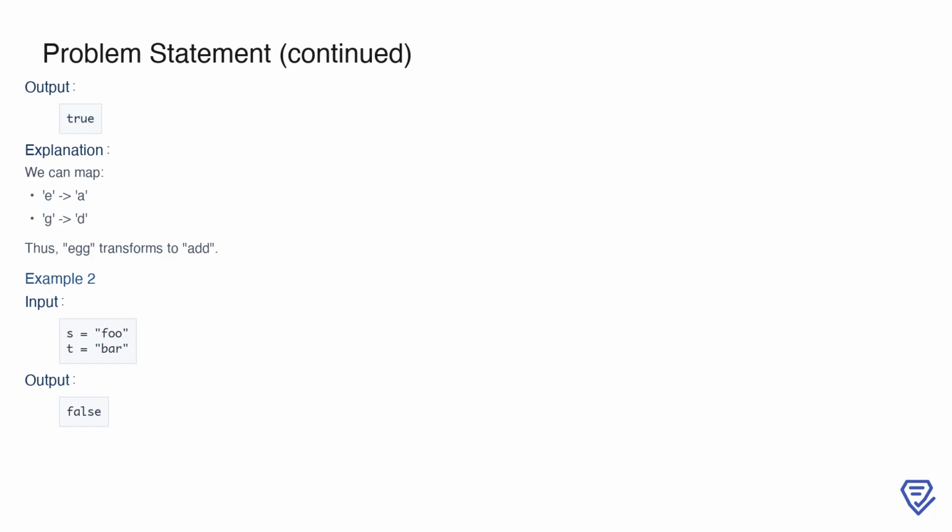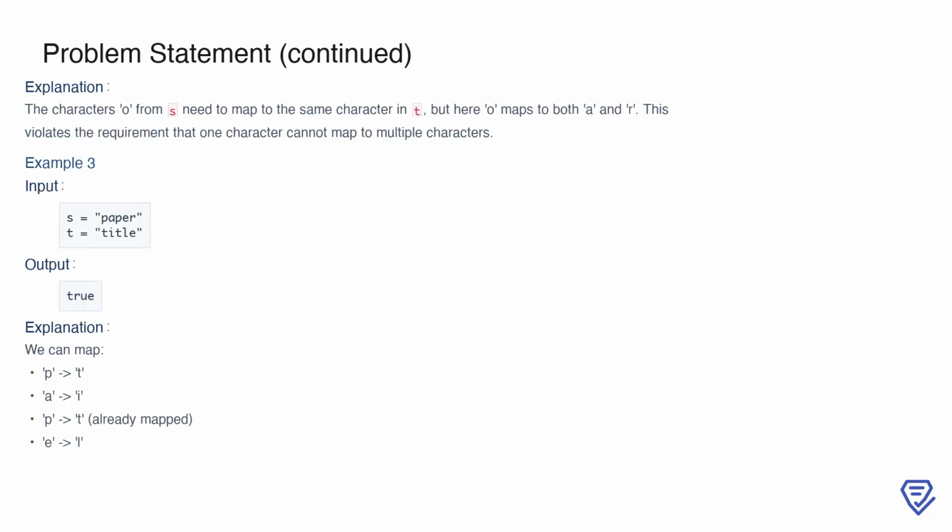Now consider the next example, where S equals foo and T equals bar. In the case where S is foo and T is bar, the output is false. This is because the character O in S would need to map to two different characters in T, both A and R. This violates the rule that a single character in S can only map to one unique character in T.